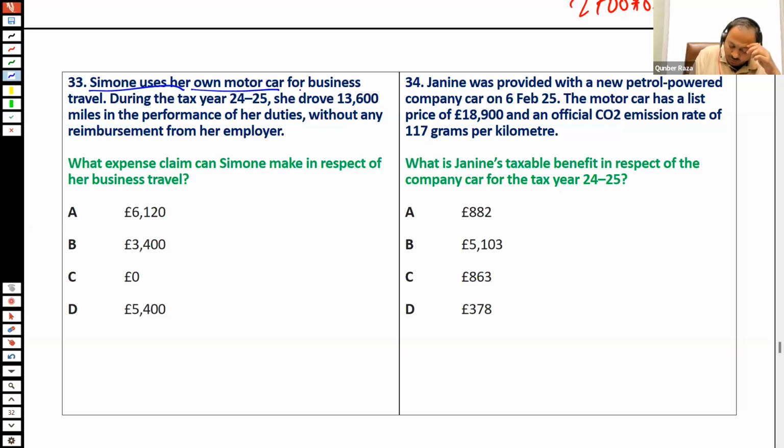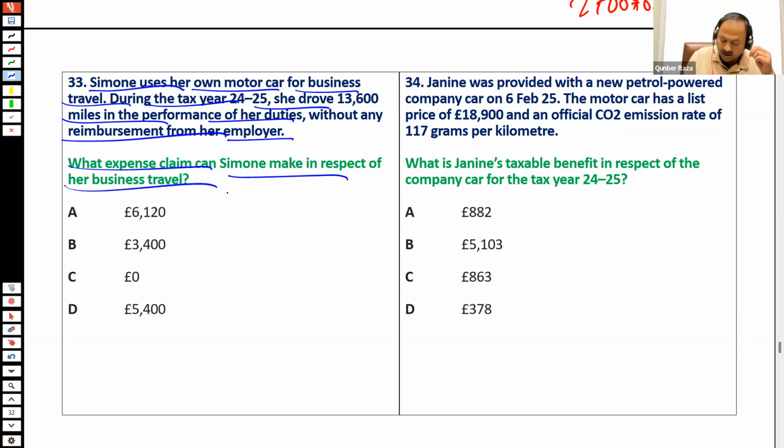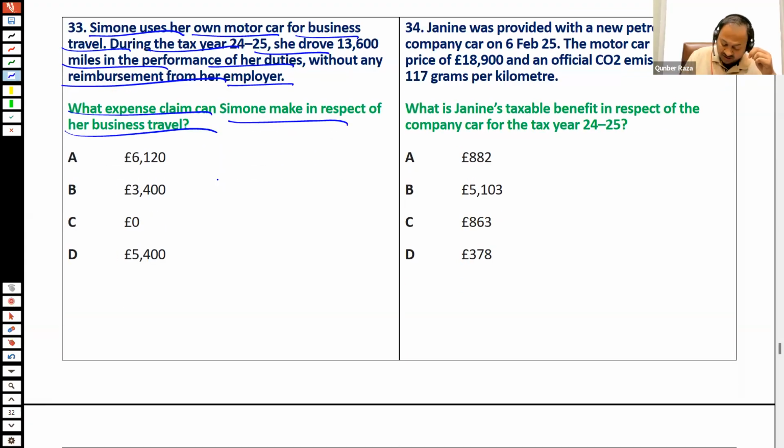Simone uses her own motor car for business travel. During the tax year, she drove a total of 13,600 miles in the performance of duties without reimbursement from her employer. What expense claim can Simone make in respect of her business travel?